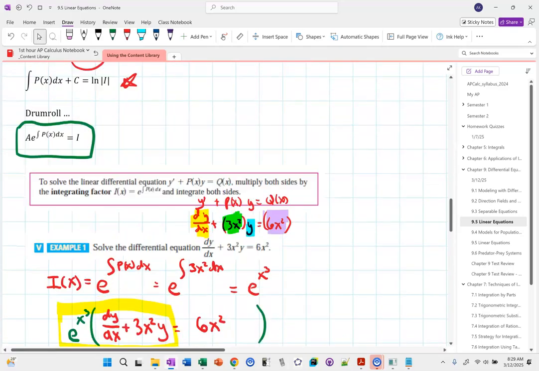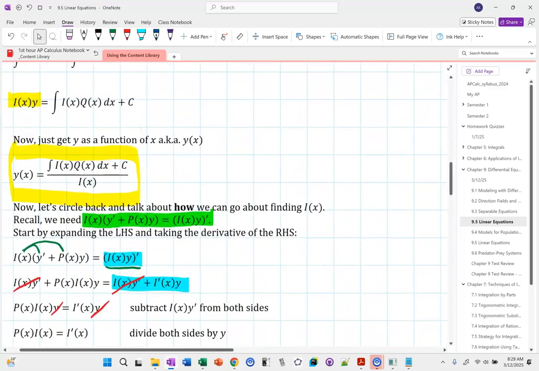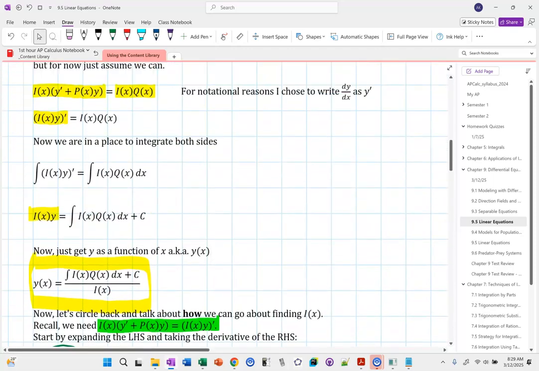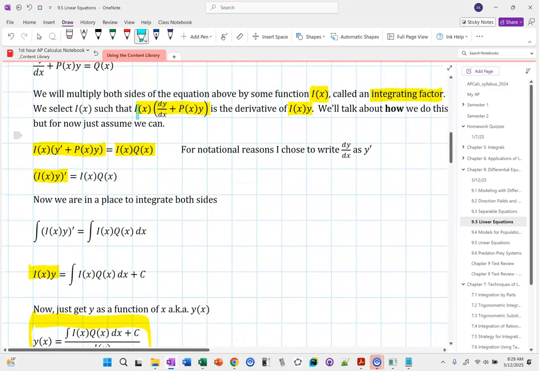Yep. So if we go way back here, we chose our I of x so that when we multiply it by both sides, the left-hand side is just the derivative of I of x times y. So that's definitional. You can do that every single time, as long as we're choosing I of x the way that we're choosing it. Does that feel good? Yeah.